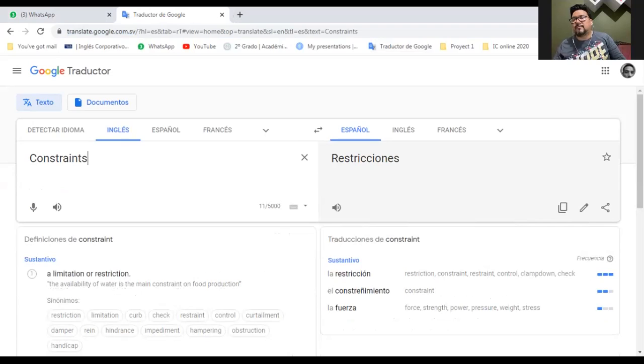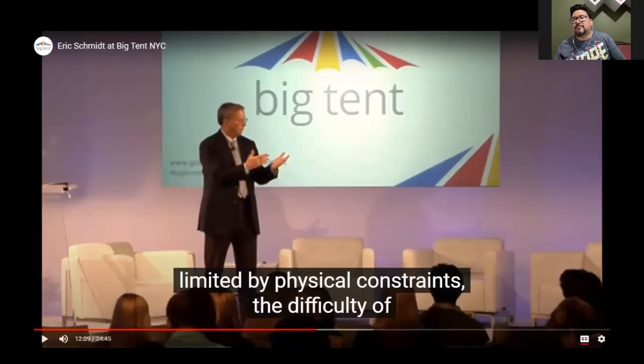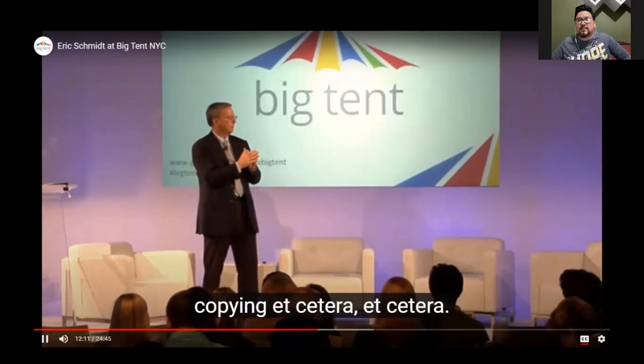A complement. Restriction is a noun, or an adjective too. Okay, physical constraints. The difficulty, et cetera.